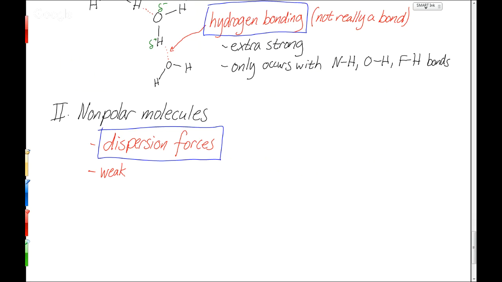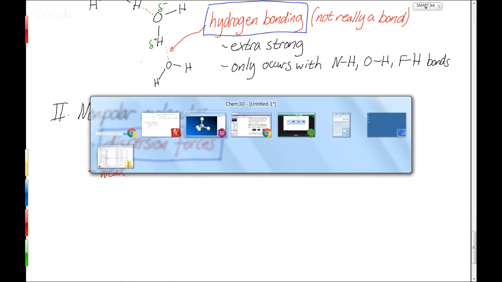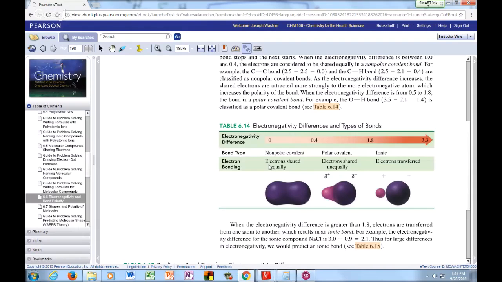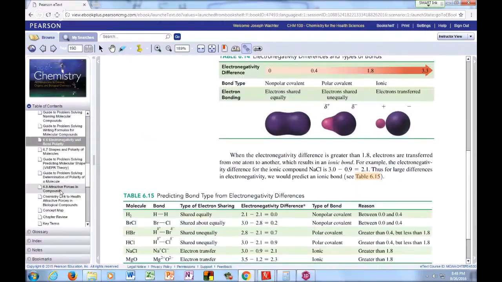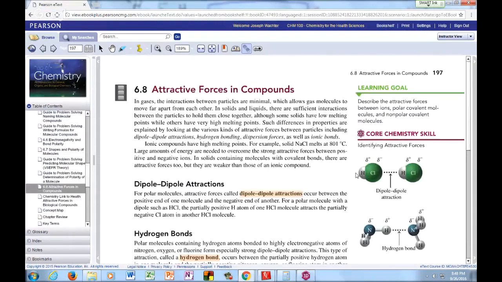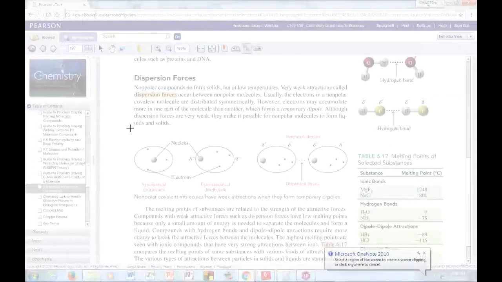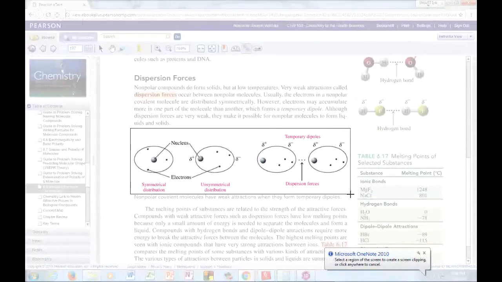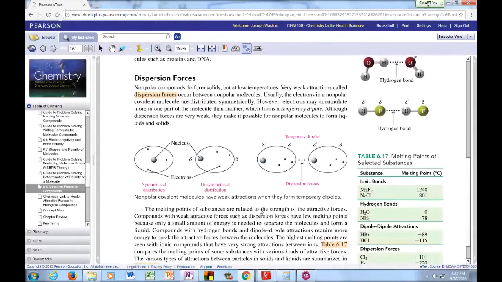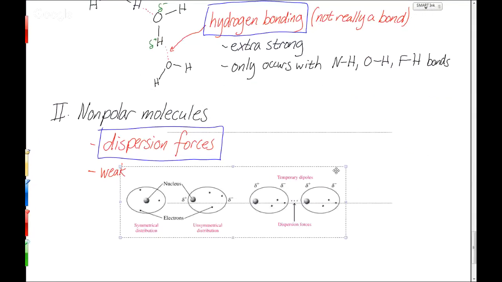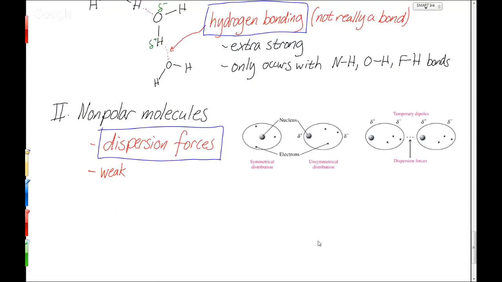So what are they? Well, I don't want to draw it because it's kind of complicated. I'll pull in a picture from the book. Maybe they'll do a better job. Yeah, here it is. Let's think about, is that too small? It's too small.